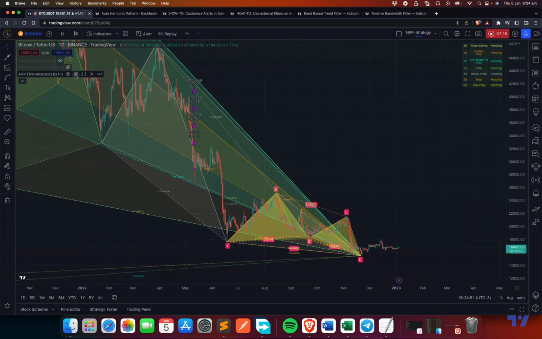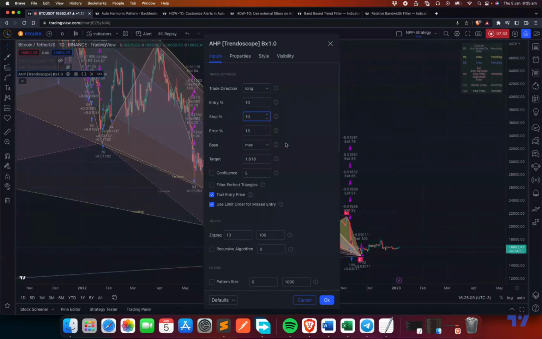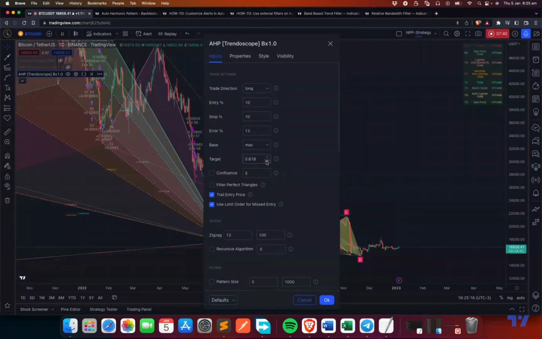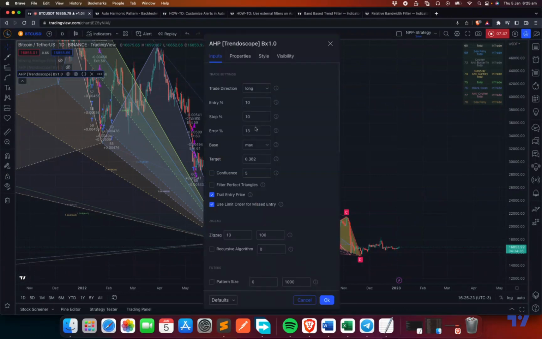As I mentioned, this particular setting, 100 and 1.618, is mainly for trend following. If you don't want to do trend following, and you want to go for quick reversals, change this to 10 and 0.382. So it means that you're trying to enter early, but you're also trying to close soon as well. So you're trying to enter early and trying to close soon.